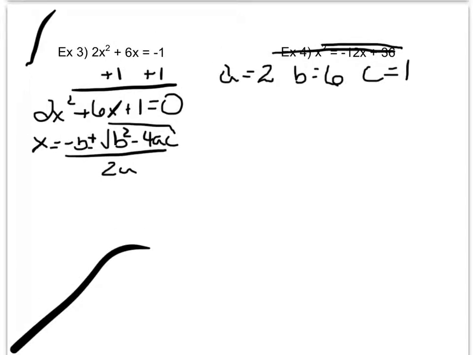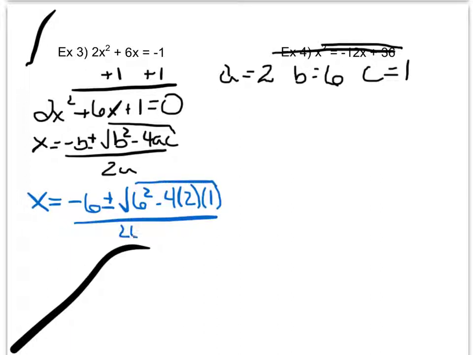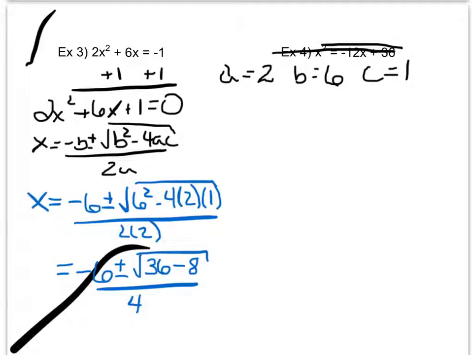Using these to then fill in for a, b, and c in my quadratic formula, I do now have the formula looking like x equals -b plus or minus the square root of b squared minus 4ac all over 2a. Again, cleaning up just using order of operations, that then gives me -6 plus or minus the square root of 36 minus 4 times 2 is 8 times 1 is still a -8 all over 4.